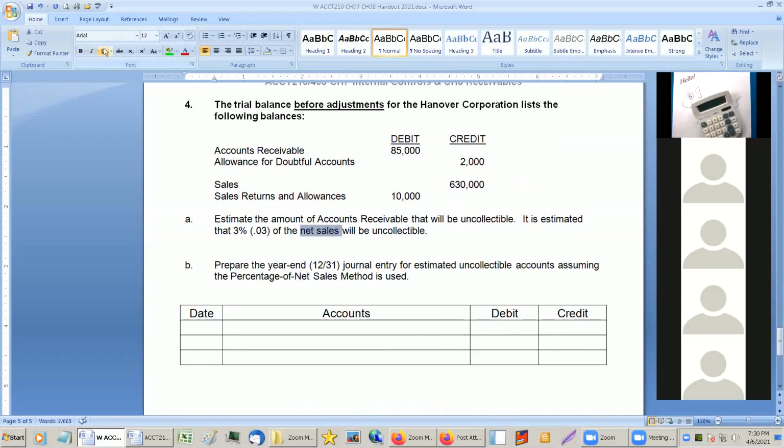And this goes to what we talked about in chapter 6, the net sales. So in this case, we had sales of 630,000, and we had sales returns and allowances of 10,000. So what were the net sales?